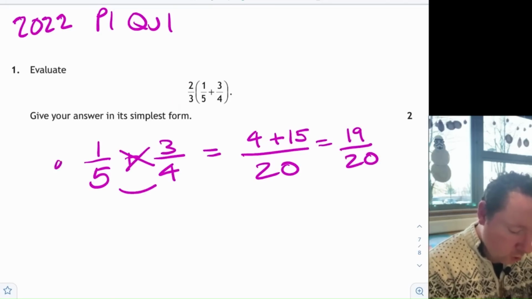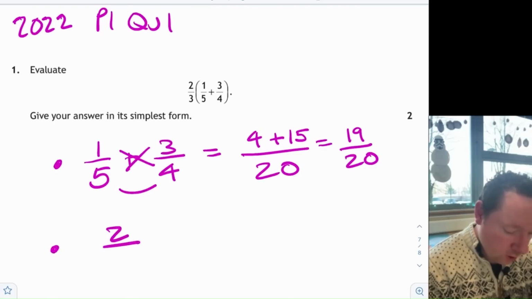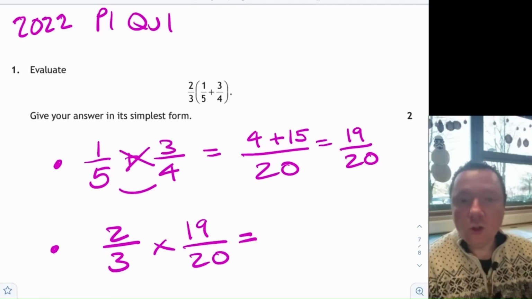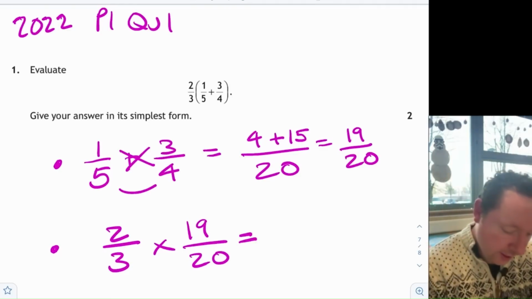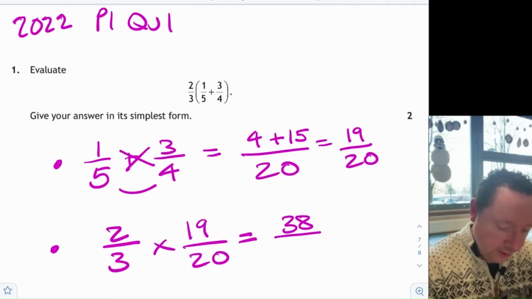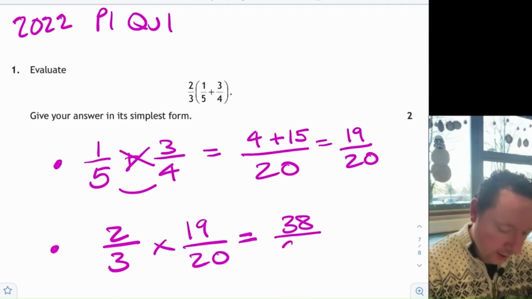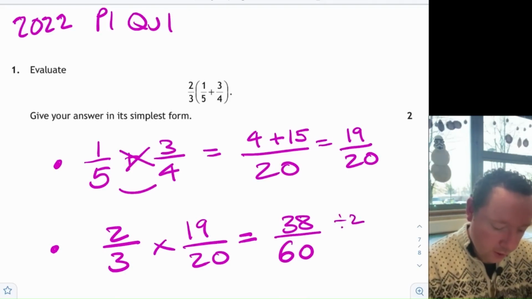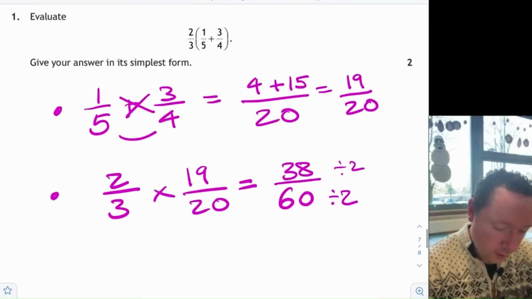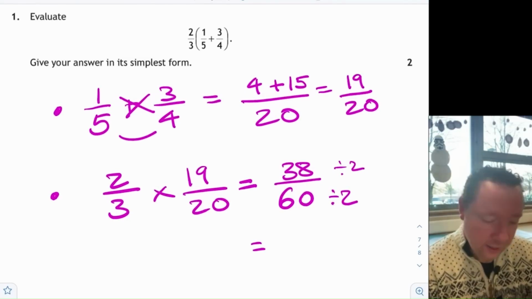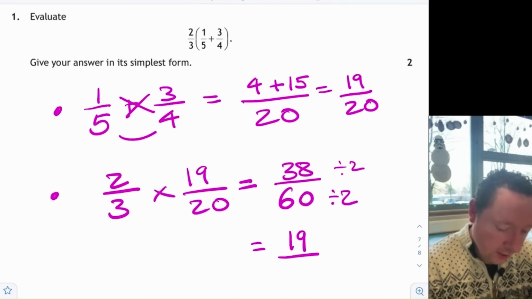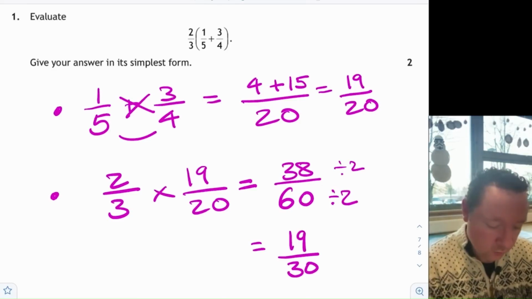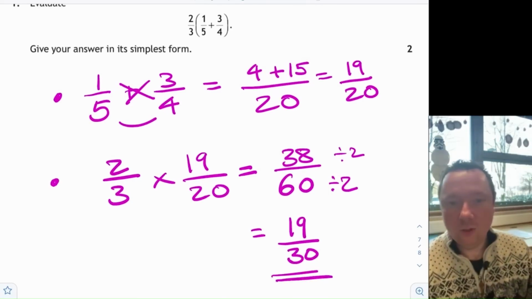So step 2, 2/3 times 19 over 20. 2 times 19 is 38. 3 times 20 is 60. And they are both even, so I can divide by 2 to simplify. A half of 38 is 19, and a half of 60 is 30. 19 is a prime number, it doesn't go into 30, so that's me simplified for my final mark.